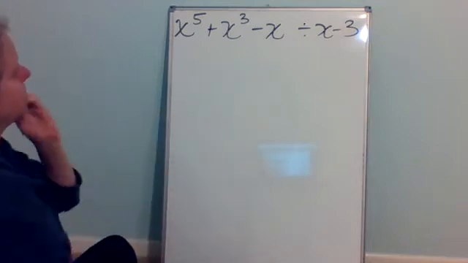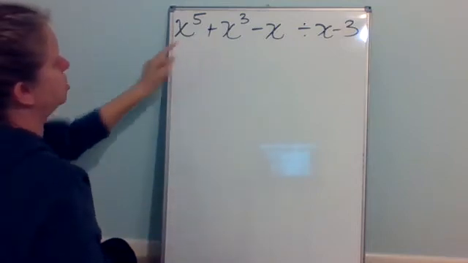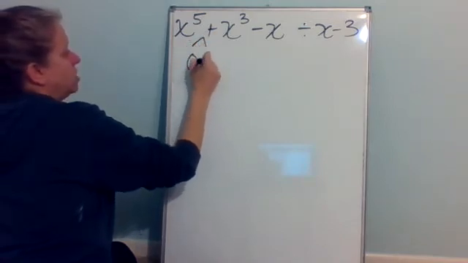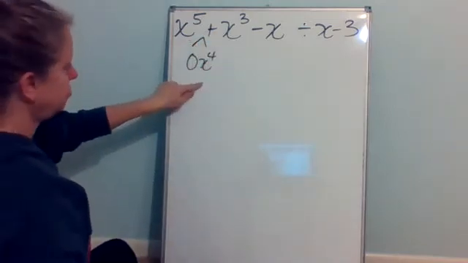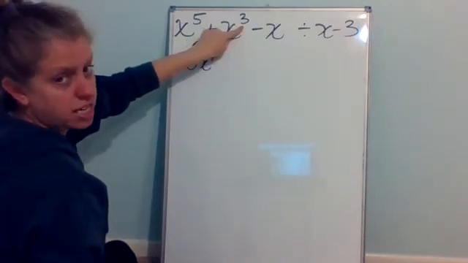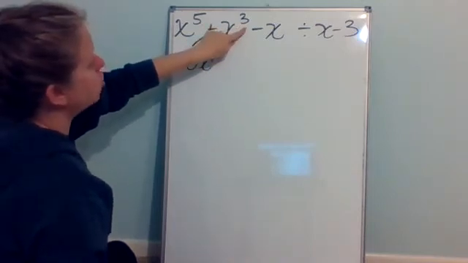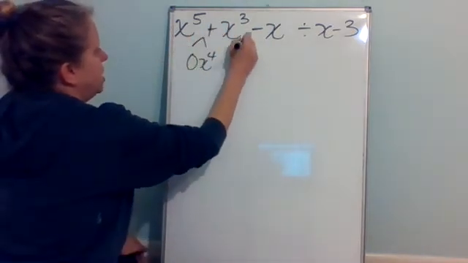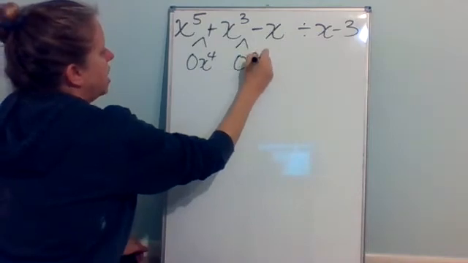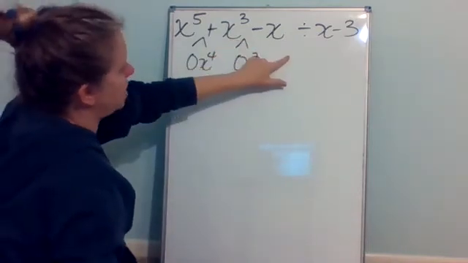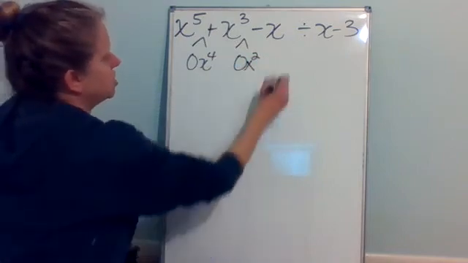Okay, so if you start off with x to the 5th, your next term should be x to the 4th. So since there's not that, I'm going to fill in 0x to the 4th. After x to the 4th should be x to the 3rd, which there is. Then an x squared. So let's see. I don't have an x squared, so I'm going to fill in a 0 x squared. And then after x should be your constant, which is 0.